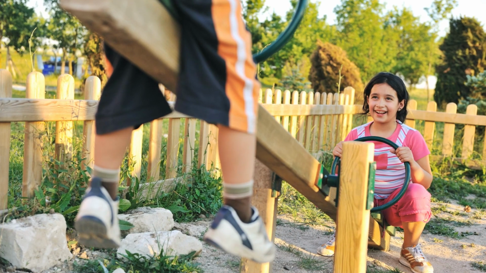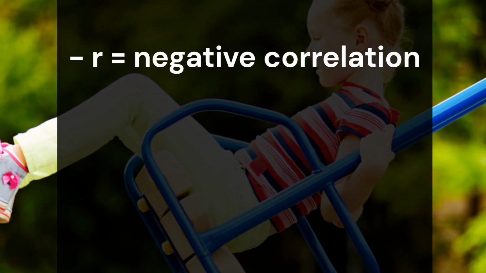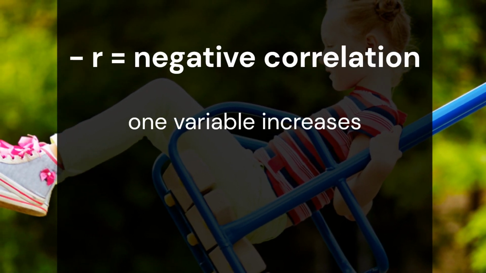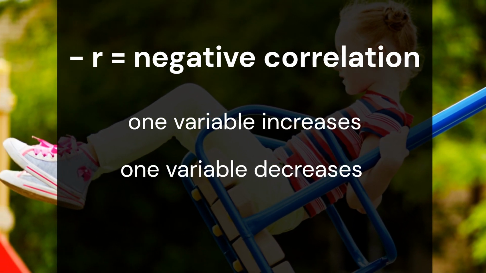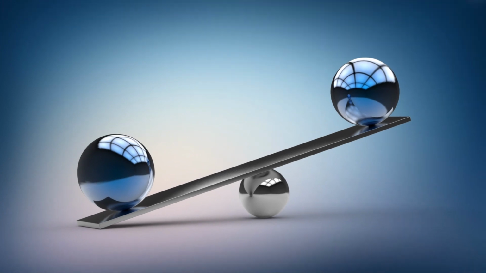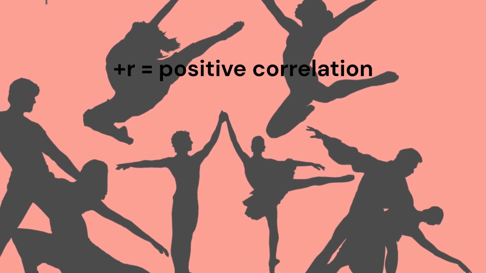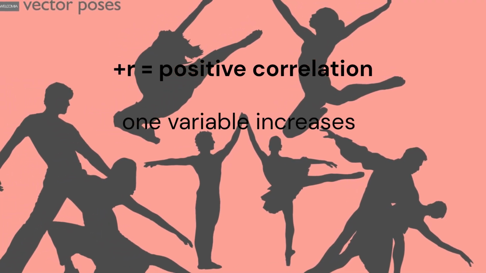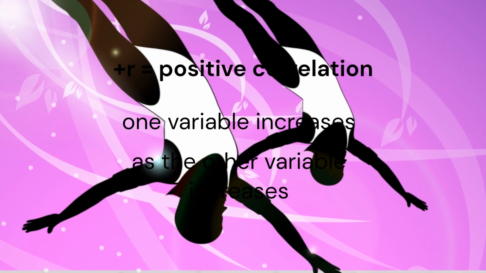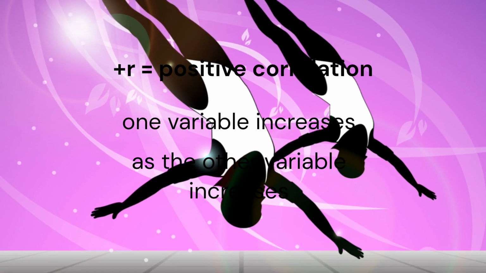A value of -1 indicates a perfect negative correlation. This means as one variable increases, the other decreases in a perfectly predictable manner. Think of it like a seesaw. When one side goes up, the other goes down. On the flip side, a value of +1 indicates a perfect positive correlation. This means that as one variable increases, the other also increases. They move in sync like dancers performing a perfectly choreographed routine.